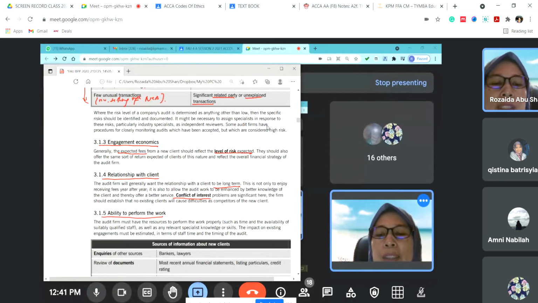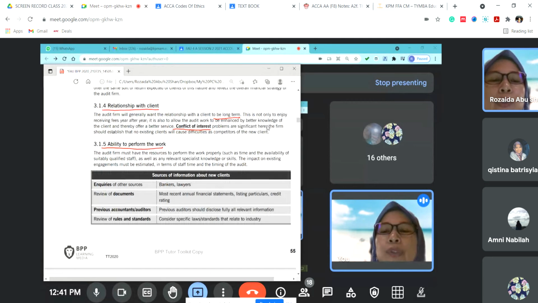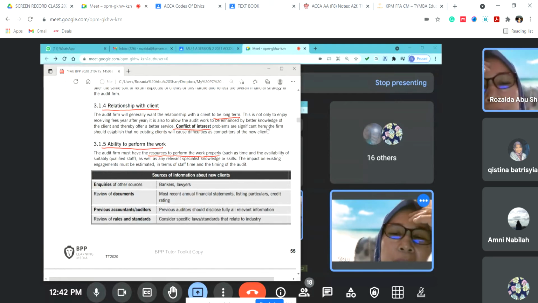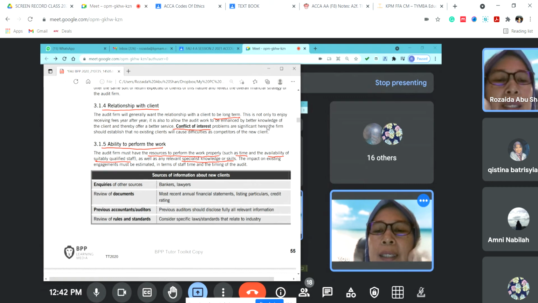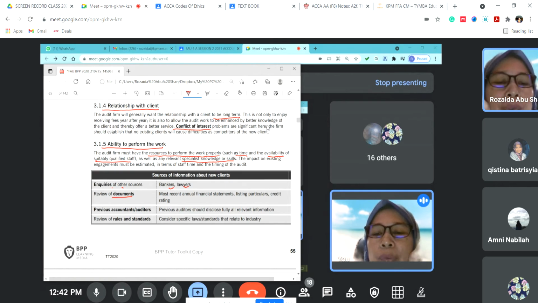Ability to perform the work. The audit firm must have the resources to perform the work properly. The resources include time, availability of suitably qualified staff, as well as relevant specialist knowledge or skill. And what are the sources of information about a new client? You can make inquiries of other sources such as bankers or lawyers, review documents, contact the previous auditor, and review rules and standards.